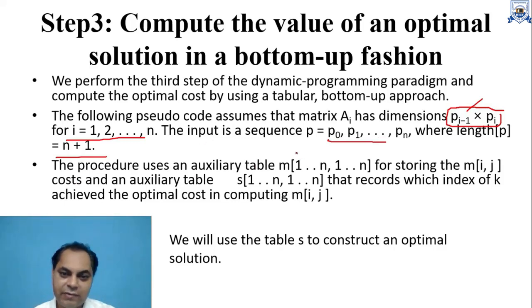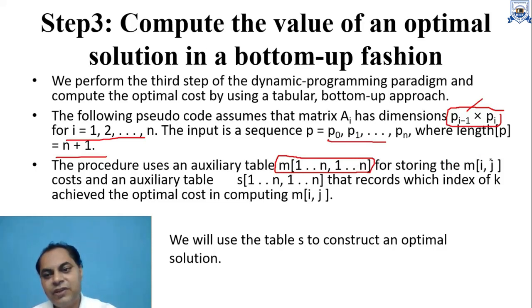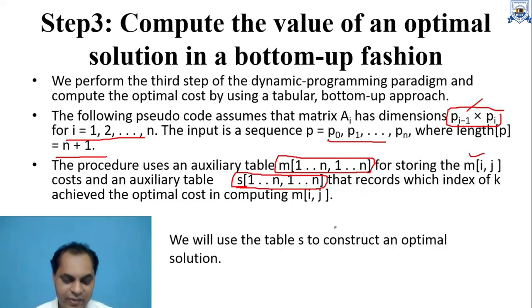The procedure uses an auxiliary table m which has size n by n, that is n rows and n columns, for storing the value of m[i][j], that means the number of scalar multiplications required from matrix i to matrix j, and an auxiliary table s which also has size n by n. This is used to store the value of the split, the value of k, which can be further used to find the path of the optimal solution.